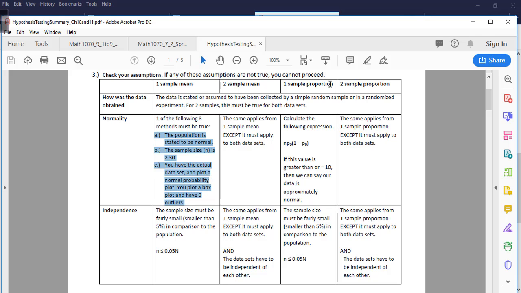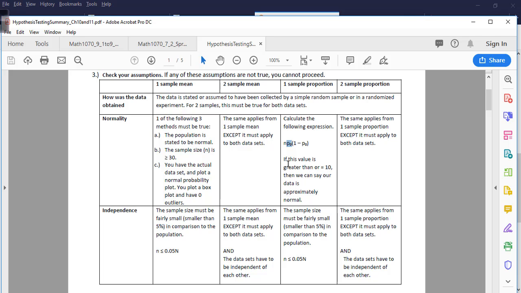If you're working with a proportion problem, the way you check for normality is n times p sub 0 times 1 minus p sub 0. Yes, this formula is a little different than the one you saw in chapter 9 and in chapter 6, but you still approach it the same way. P sub 0 is just the null hypothesis proportion. So whatever value you use for the null hypothesis, that's what our P sub 0 is. So you multiply these three terms together, and if this value is greater than or equal to 10, then we say that our distribution is approximately normal.